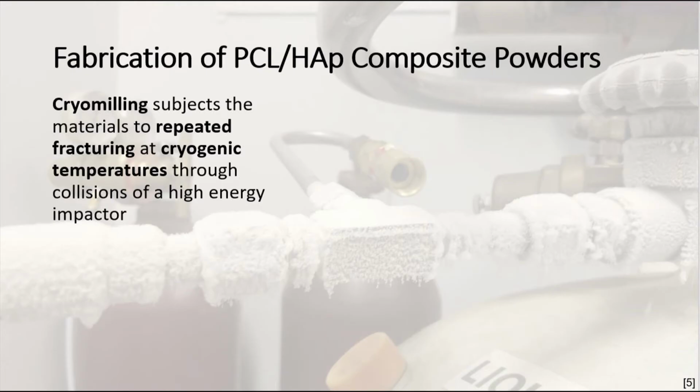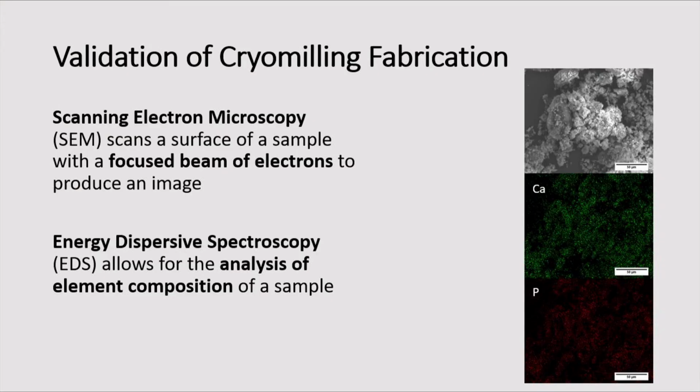Cryogenic milling, a technique that subjects the material to repeated fracturing at cryogenic temperatures through collisions of a high-energy impactor, was utilized to create powdered composites containing varying ratios of PCL to HAP. To validate the fabrication process of cryomilled powders, scanning electron microscopy, or SEM, and electron dispersion spectroscopy, or EDS, were performed to ensure a homogeneous blend of PCL and HAP.